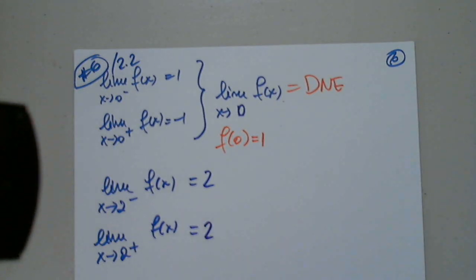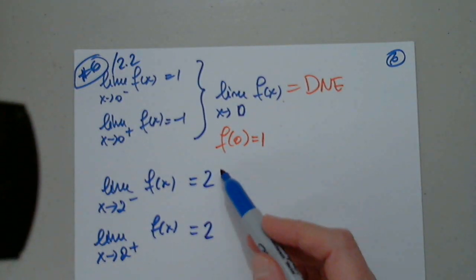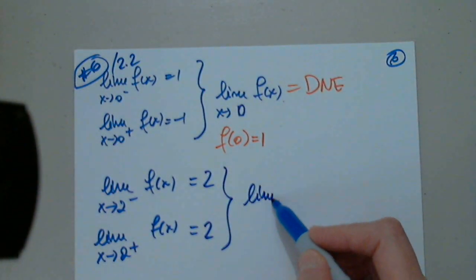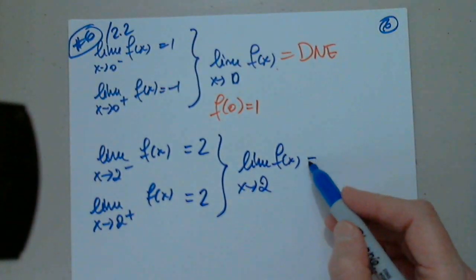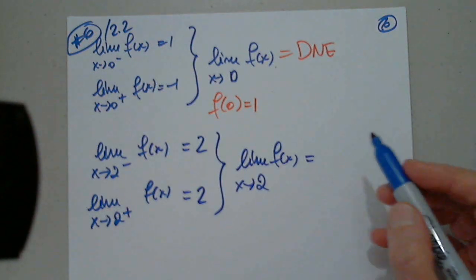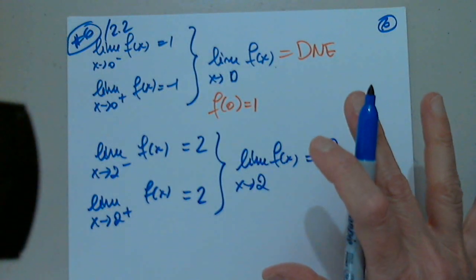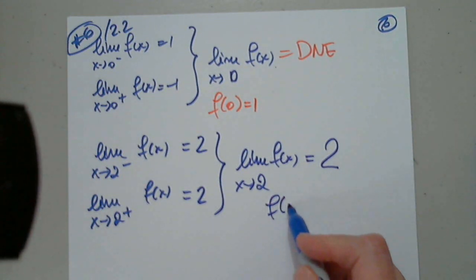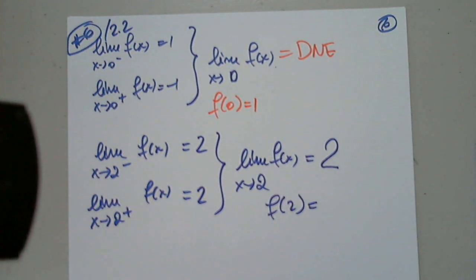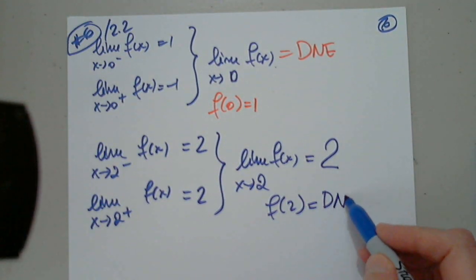What about the other side? 2. Awesome. Now I'm going to stop for a moment. What do we conclude about the limit of f of x as x approaches 2 from either side? The same. Exactly. It's 2. What about f of 2? Does not exist. Very good.